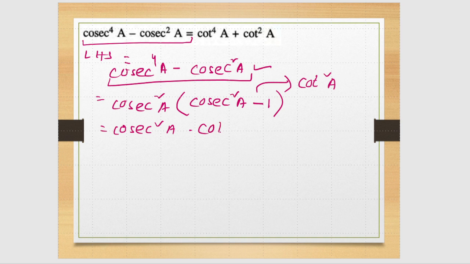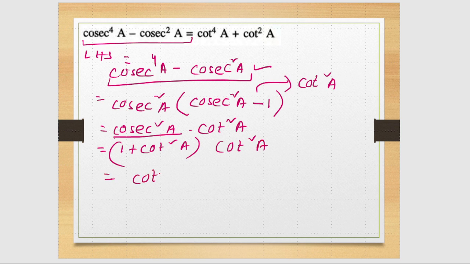So now cosec²A into cot²A. But we don't want this cosec²A. So what will we do? We will convert it using the next formula, that 1 plus cot²A into cot²A. Now open the bracket. On opening the bracket, you will get cot²A plus cot⁴A, which is your RHS, and it is proved.